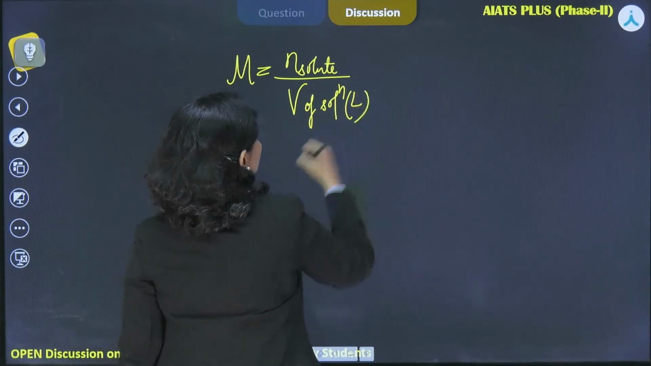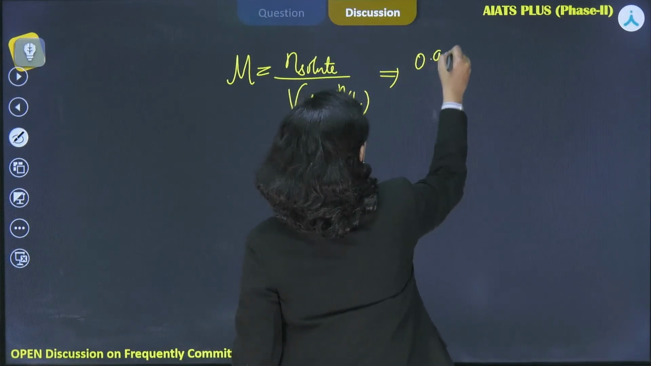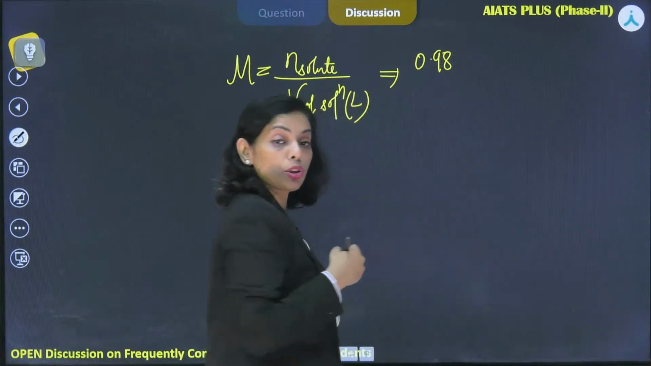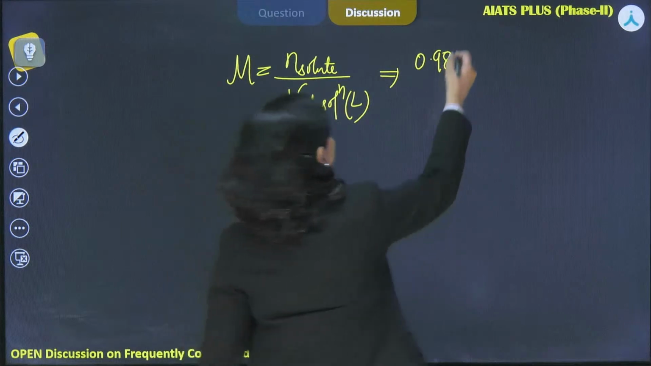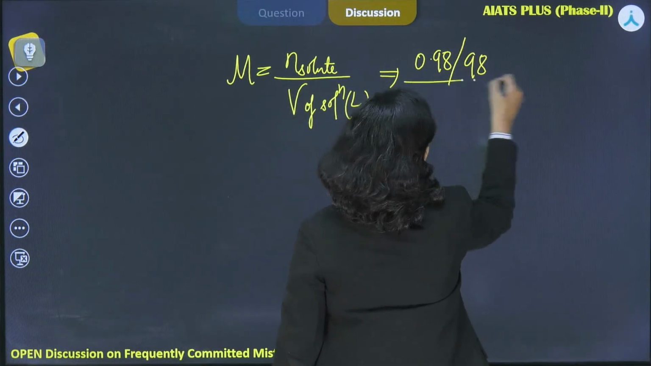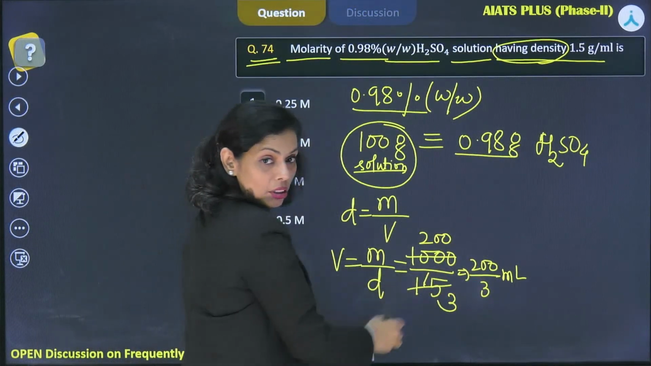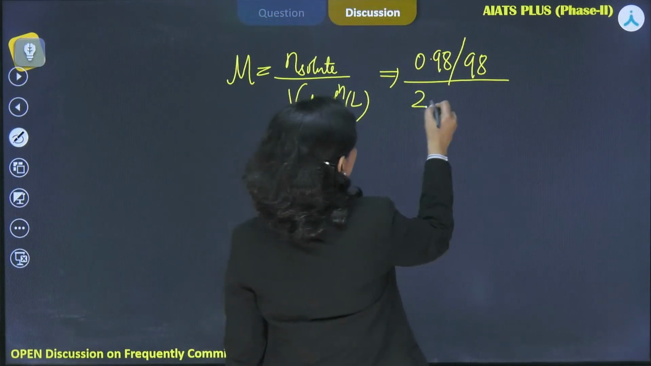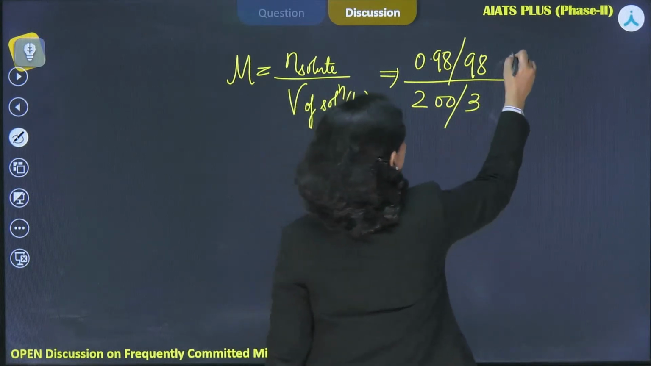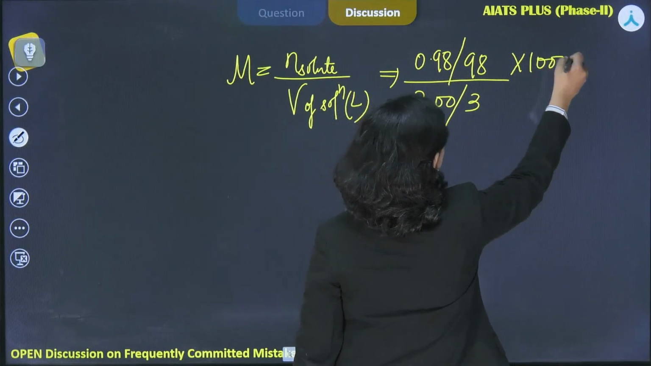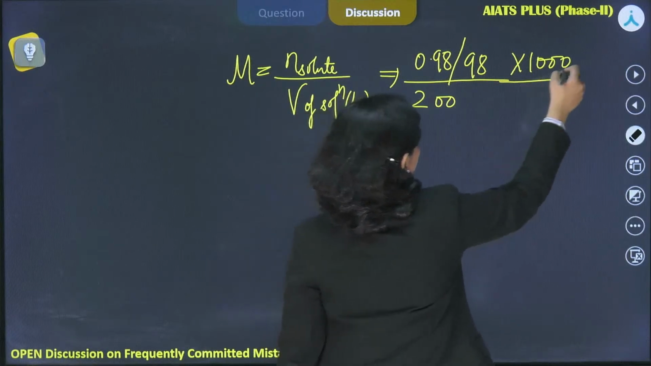and that should be in liter, right? So solute has the mass 0.98 gram. So moles of this, H2SO4 has the molar mass 98 gram per mole. So divided by 98. Further, the volume of the solution you have just found, see, 200 by 3. So I am placing here 200 by 3, right? But it should be there in liters, so I have just divided it by 1000. So this 1000 will go upwards. Even this 3 will also go here.